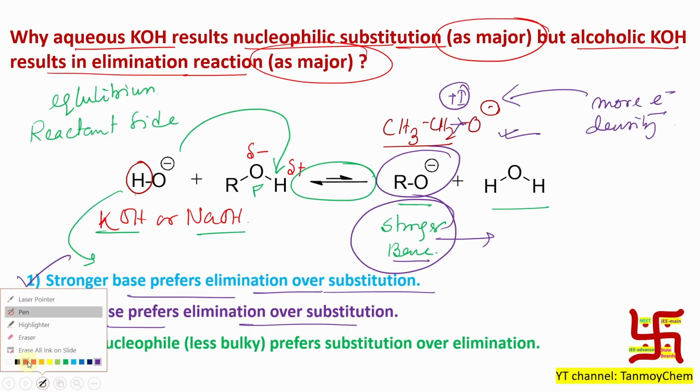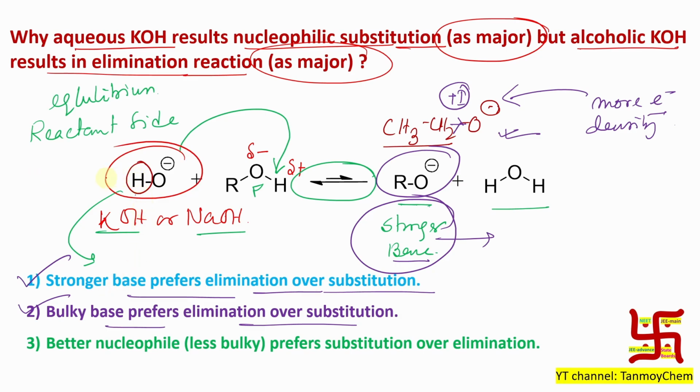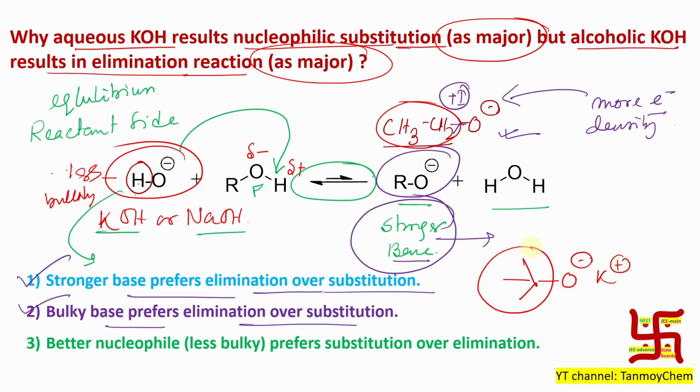If you look at this hydroxide, here hydrogen is a very small atom compared to the ethyl group, so you can say, okay, this is less bulky, so this prefers substitution. But compared to this, ethoxide is more bulky, so it prefers elimination. As information, remember, potassium tertiary butoxide is a very bulky base because 3 methyl groups are there, so it is the best choice for elimination reaction. And remember, a better nucleophile is actually less bulky, as I told in this case of KOH, and this prefers substitution over elimination.